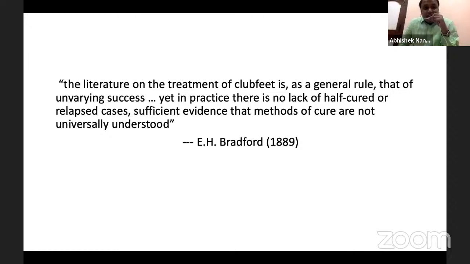1889. The literature on the treatment of club feet is, as a general rule, that of unvarying success. Yet in practice, there is no lack of half cured or relapse cases. Sufficient evidence that methods of cure are not universally understood. This is even true for today also.